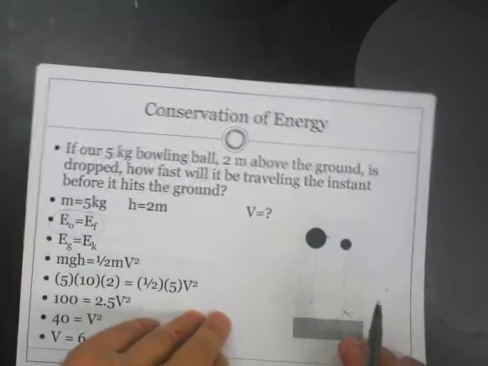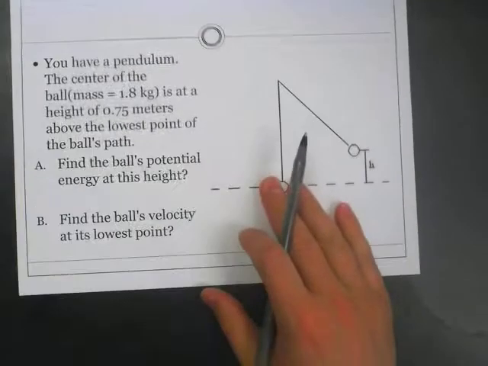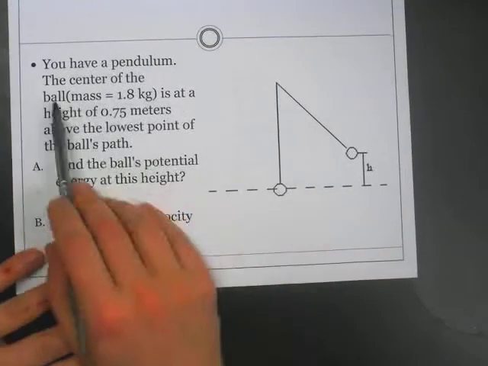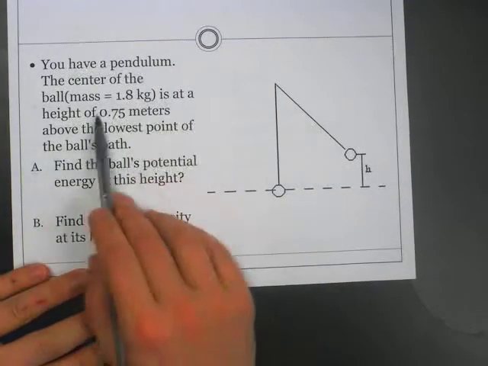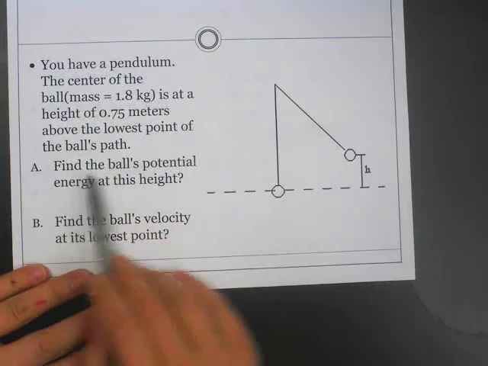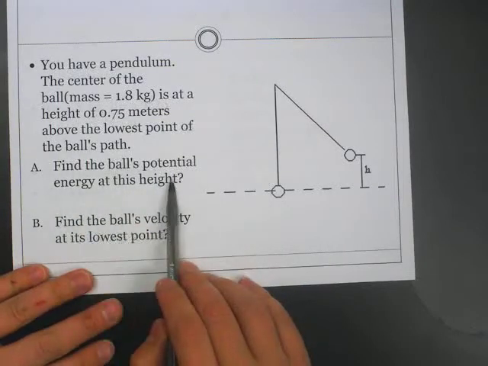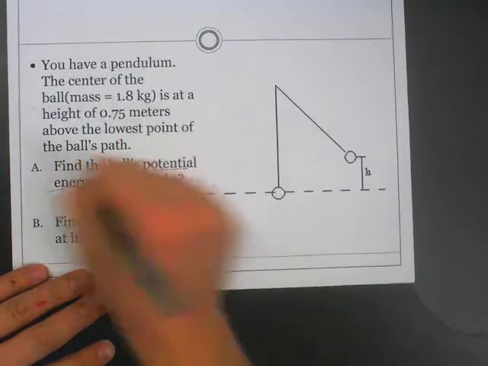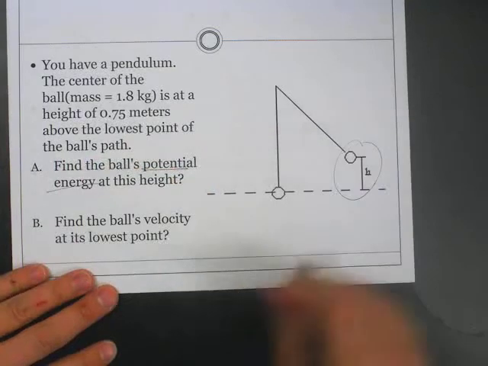Okay. You have a pendulum. The center of the ball is at a height of this, above the lowest point of the ball's path. First, let's find the ball's potential energy at this height. So first of all, we're just finding the total energy, the potential energy at this height. So what kind of an equation is that?